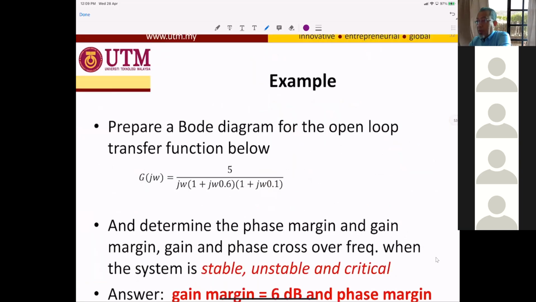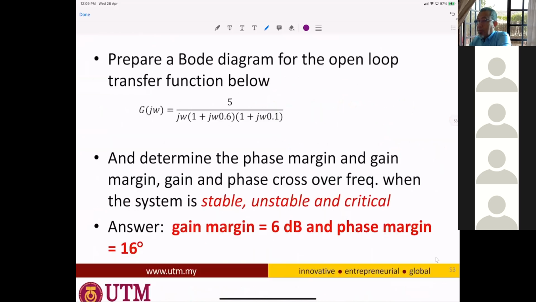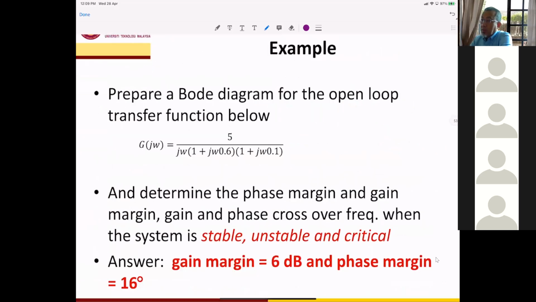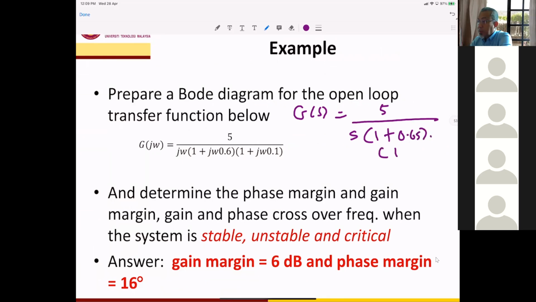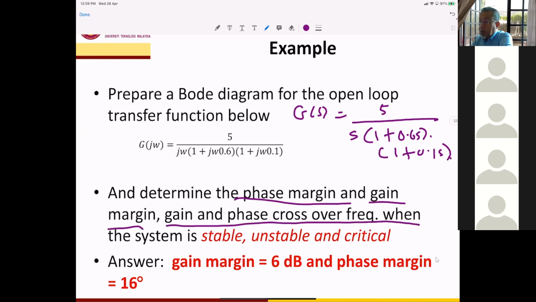So prepare a Bode diagram for the open loop transfer function below. In this case, the original one is G(s) = 5 / (s(1 + 0.6s)(1 + 0.1s)). Determine the phase margin, gain margin, and gain and phase crossover frequency when the system is stable, unstable, and critical.